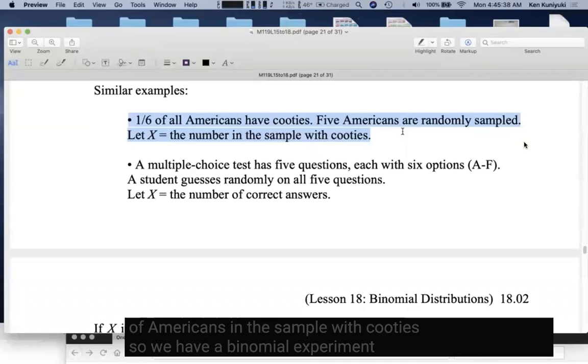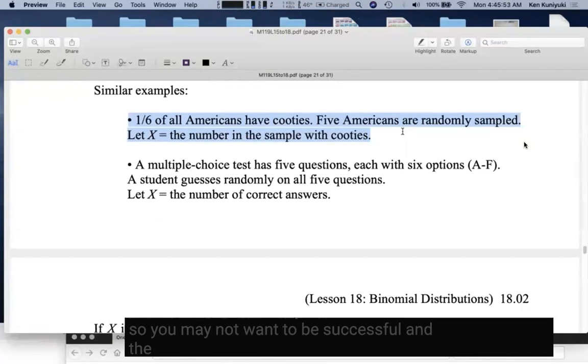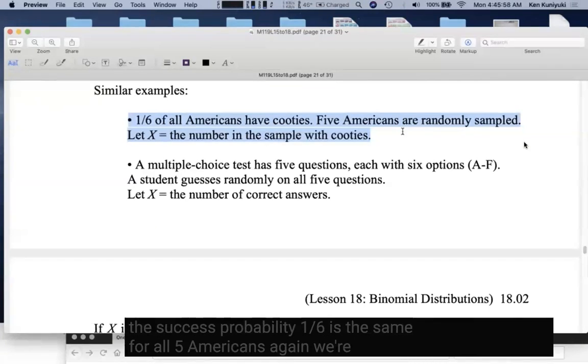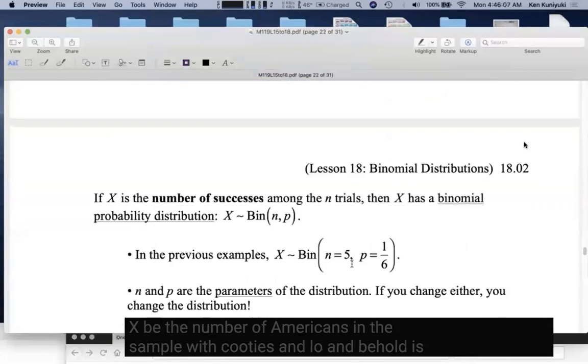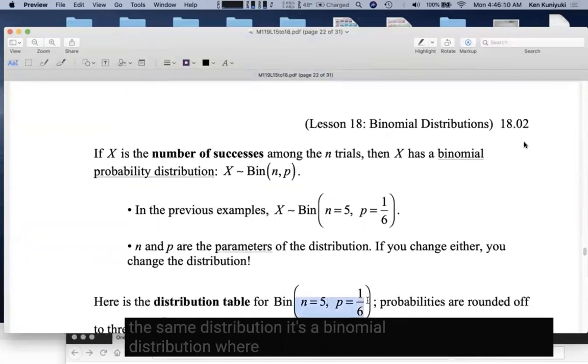So we have a binomial experiment here because we have independence. We have 5 trials, the 5 Americans. Each trial ends up in a success or a failure. Here, a success means you have cooties, so you may not want to be successful. And the success probability, 1/6, is the same for all 5 Americans. Again, we're assuming independence under the sampling rule. Let X be the number of Americans in the sample with cooties, and lo and behold, it's the same distribution. It's a binomial distribution where N, the number of trials, is 5, and the success probability, the probability that a given American has cooties, is 1/6.